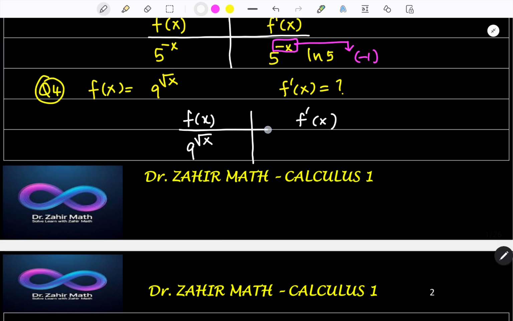What is the derivative of 9 to the power square root of x? Same as it is, you write it, don't touch it. And after that you write ln a. What is a here? It is 9. After that you need to do what? Square root of x derivative. What is square root of x derivative? 1 by 2 root x. That's it. Very, very simple, right?